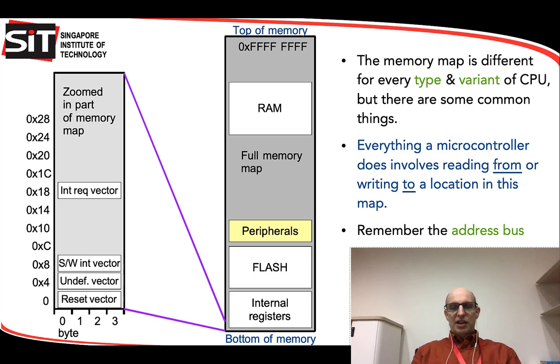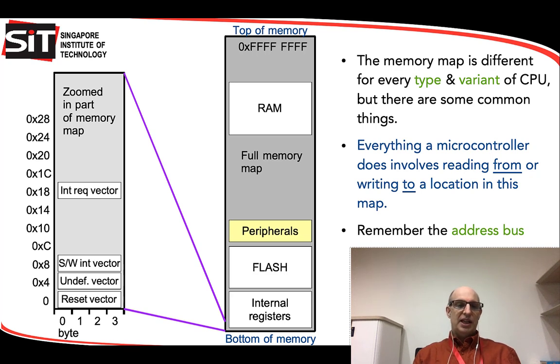And this one in the center, we can see internal registers are at the bottom, and we zoomed in on part of that. At the beginning, at address 0000000, is a reset vector, and then addresses going 48C hexadecimal, 10141811C, and so on as we go up through memory.